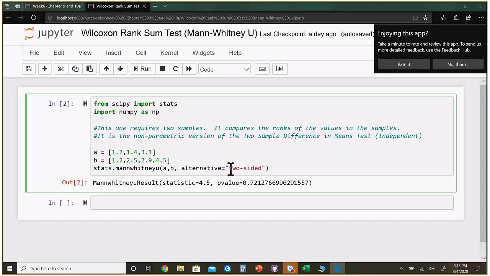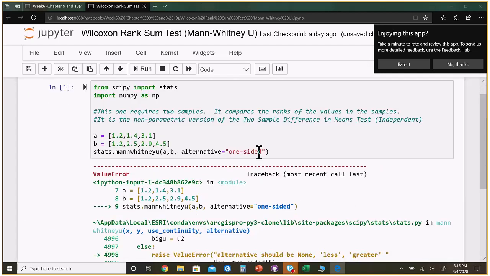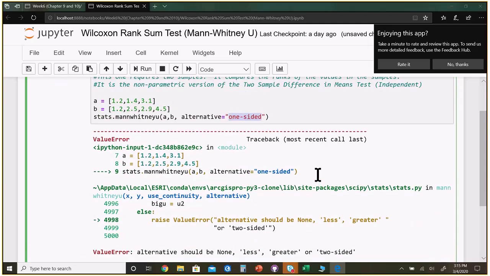Now, this is one of the only ones in Python that does ask for a two-sided test. So this is, are they different? And if we said one-sided and we ran this again, we have to say less than or greater than. So in this case, you actually have to specify less or greater.